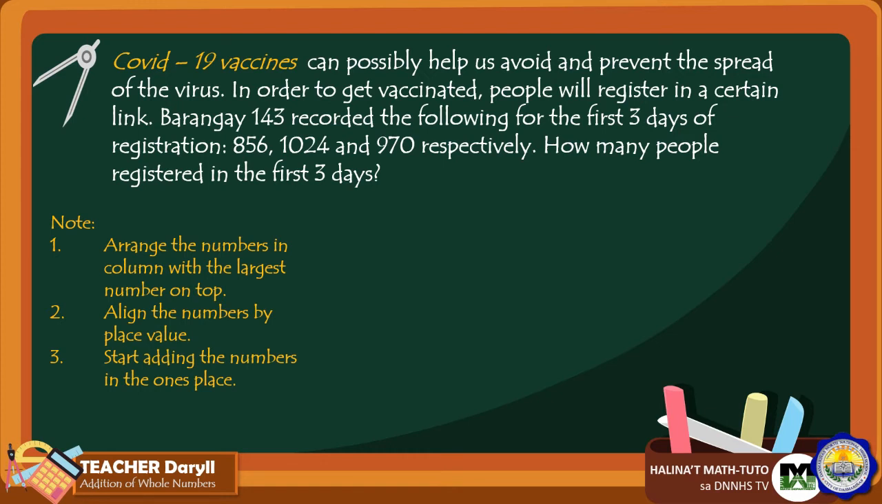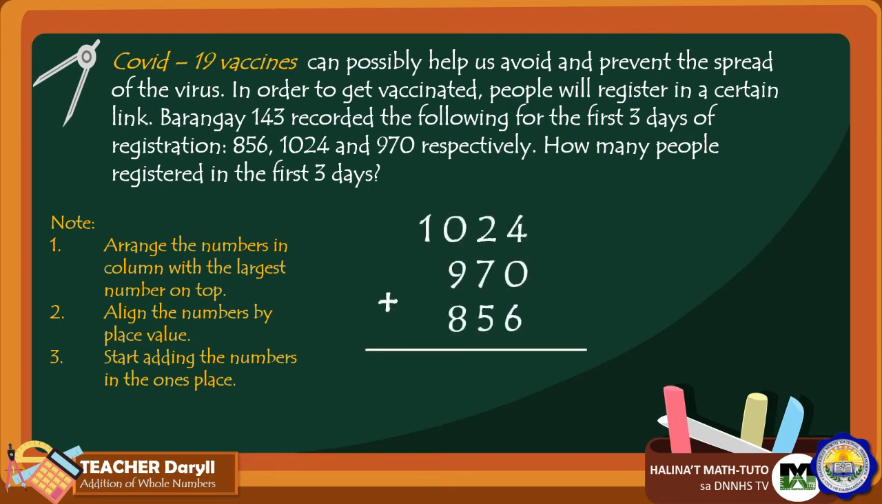Here, we have to write first the given in columns. The largest number must be on top, and we need to align the digits properly by place value. We will add first the digits in the ones place. 4 plus 0 plus 6 is equal to 10. Write 0 under the ones place and carry 1 over to the next column.